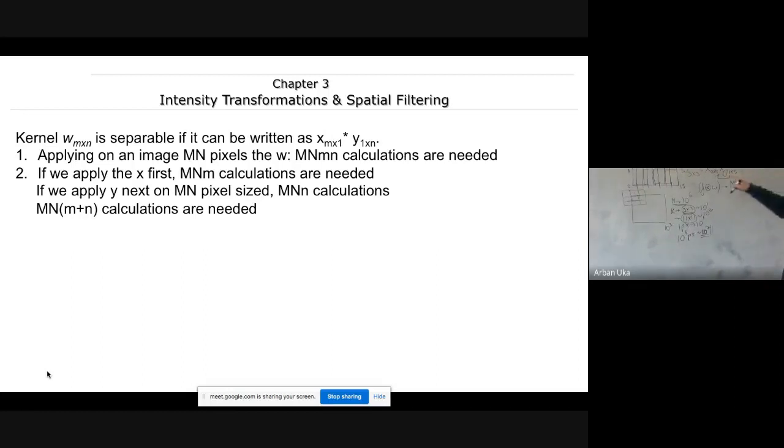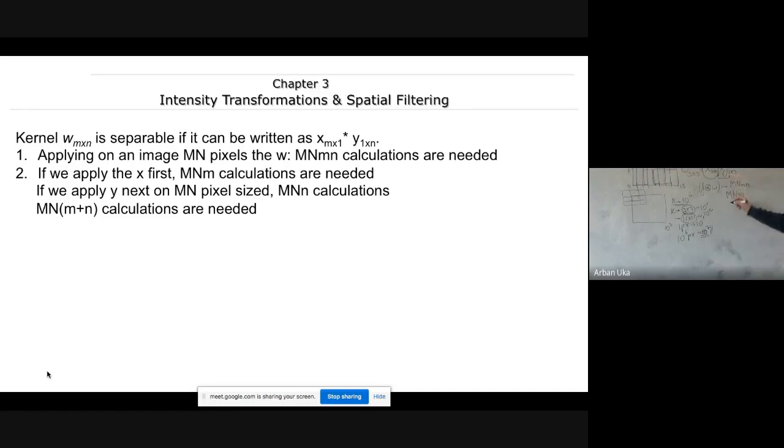But now, if we convolve the image with this kernel first, the x, the number of calculations is mn, all the pixels of the image, times 3, times n. This is the number of calculations. We do those, and after we do those, the image size will be the same. The image size will not change, it will still be mn.